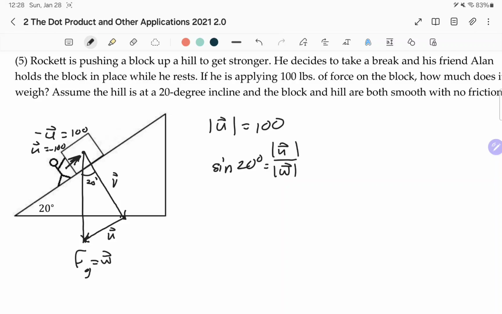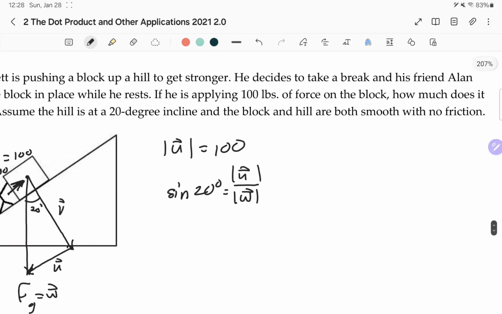And these are all magnitude values, right? So we want to know what the magnitude of this weight value is. So we're just going to swap these right here. So we're going to make it like this.